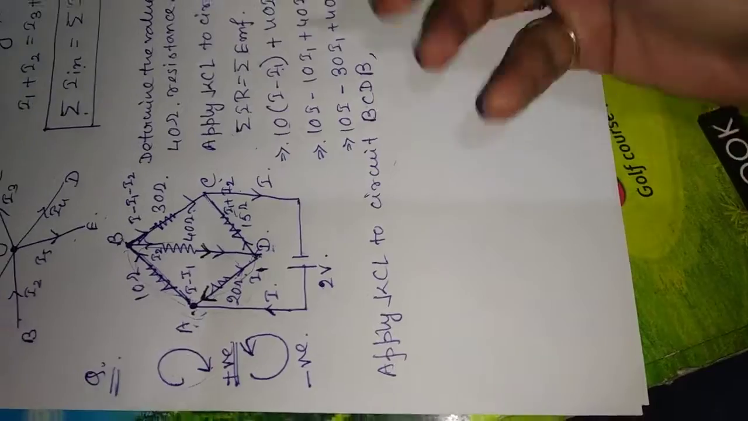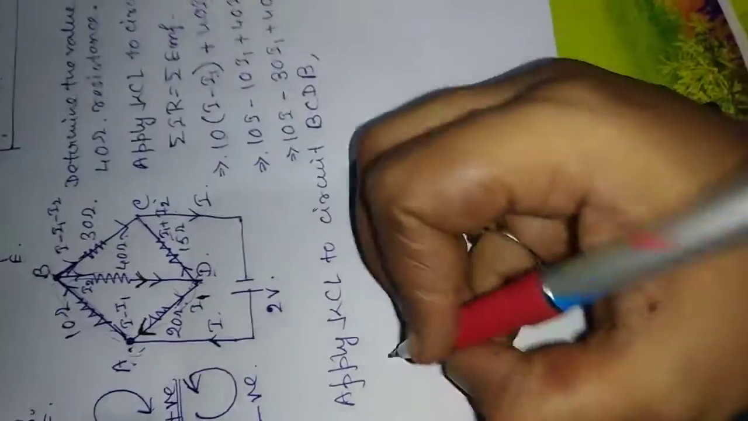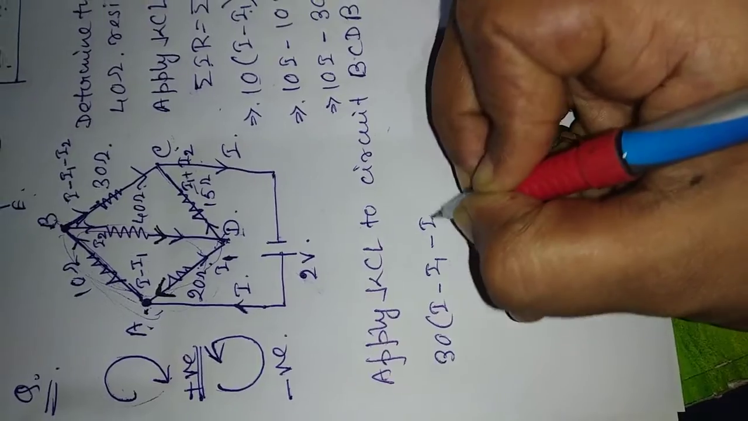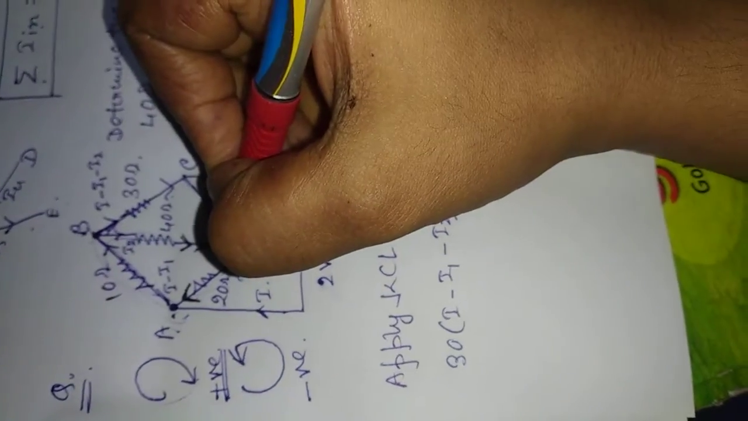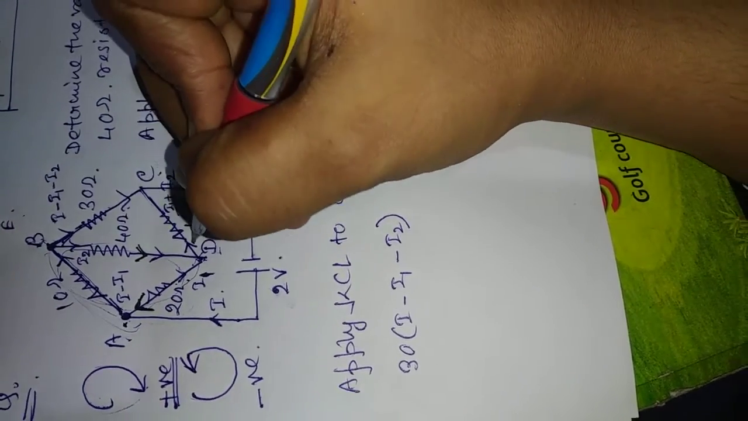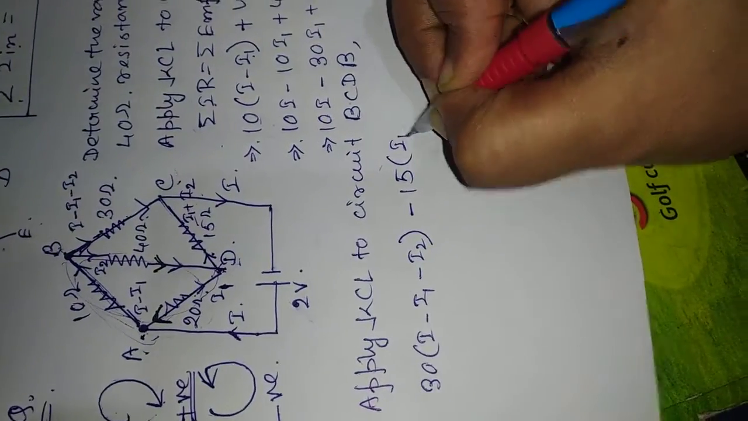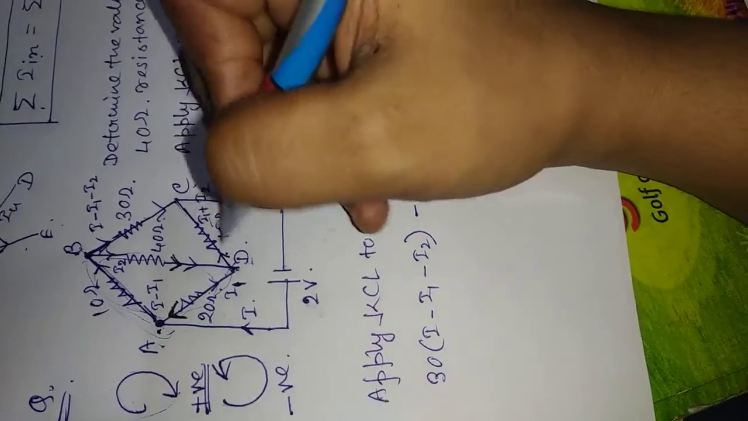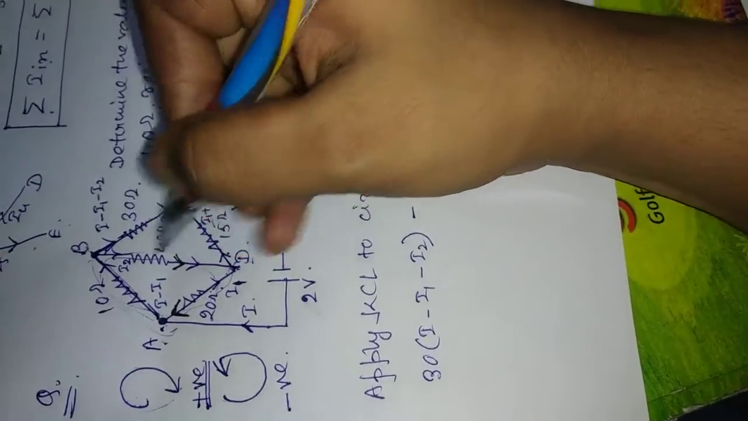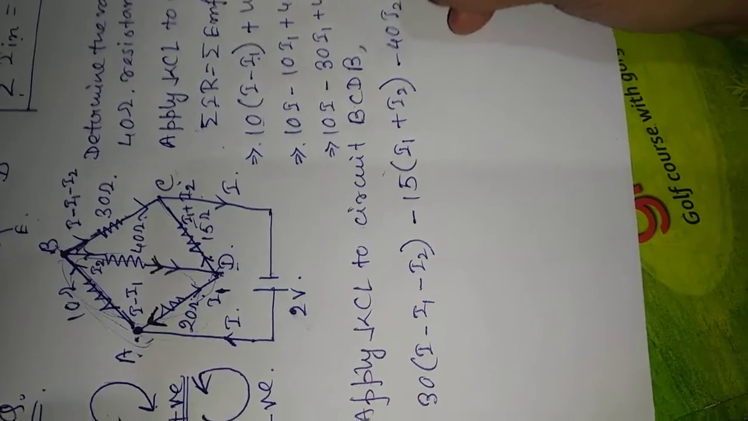So when I am applying KCL here, same thing, starting from B. So 30 into I minus I1 minus I2. Here again it will be considered as minus, because the current direction from here will be this, but here it is in the opposite direction. That's why minus 15 of I1 plus I2. And here again the direction is opposite, current is flowing in one direction, but I am considering this direction. That's why it is minus 40 I2, that should be 0.